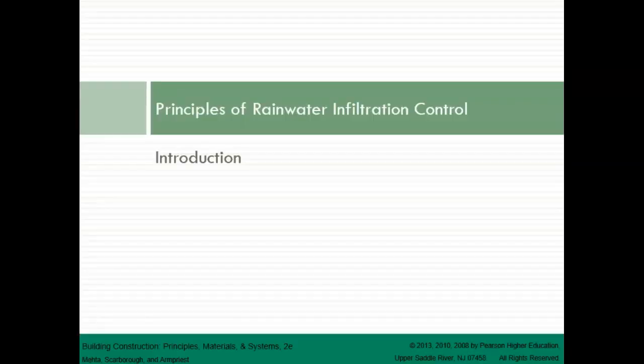Let's take a look at principles of rainwater infiltration control. Exterior walls are one of the major determinants of the appearance of a building. They convey images such as strength or solidity, lightness or openness, or a sense of movement or activity. In terms of the building's performance, the importance of exterior walls is even greater.